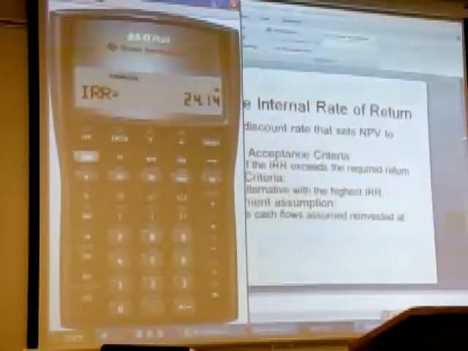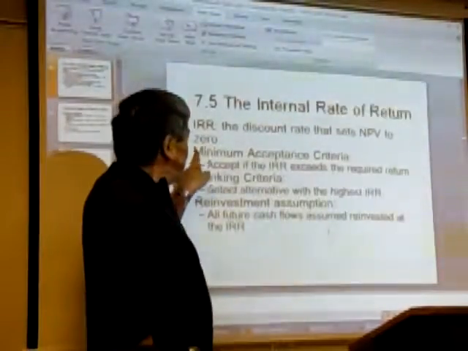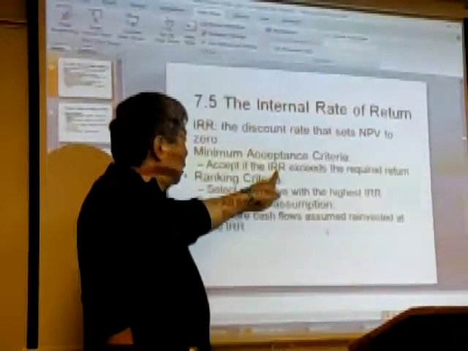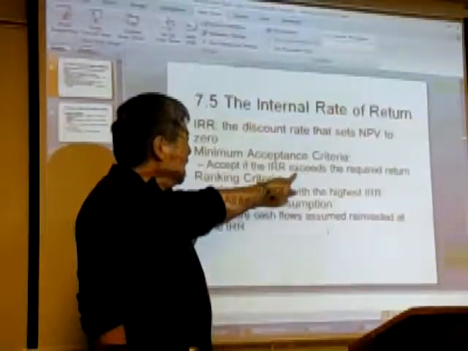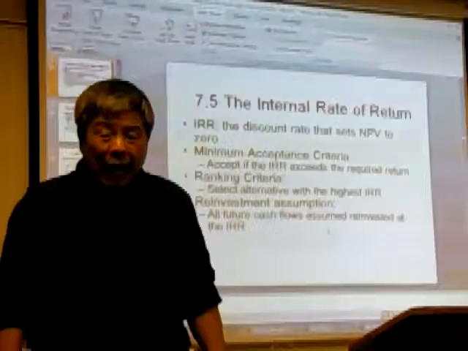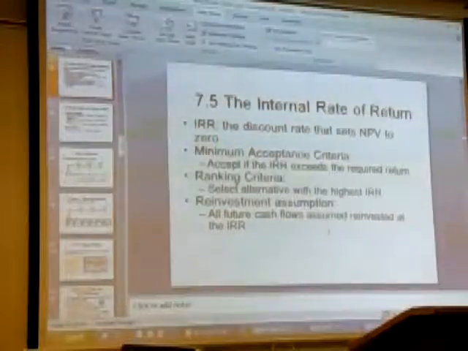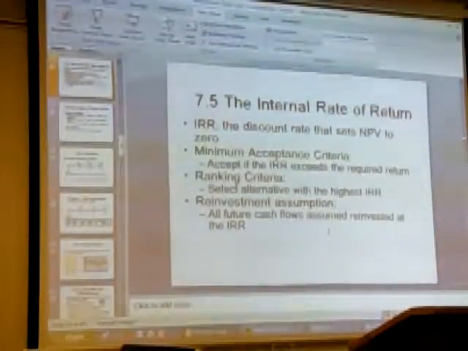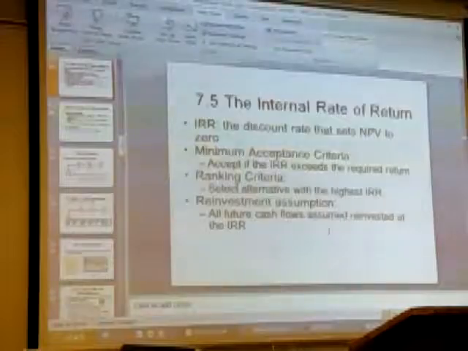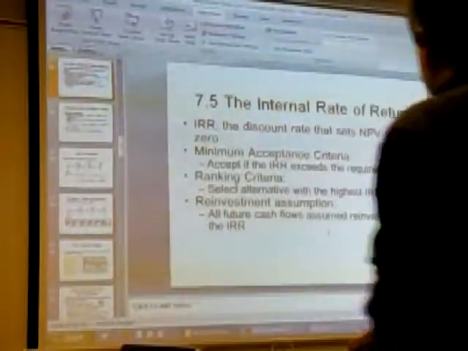24 something. Now, what is the criteria then? The criteria is IRR should exceed the required rate of return. What is our required rate of return in this case? 8%, right? Representing the cost of capital. This one gave you 24. So 24 is higher than 8, so you accept this project. Okay? So you accept.